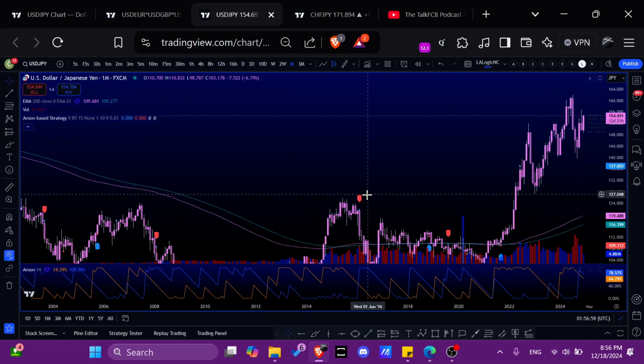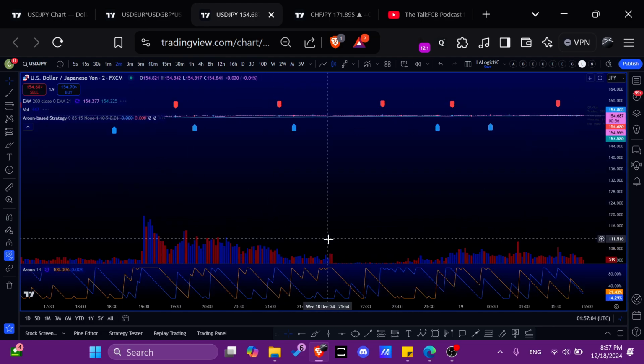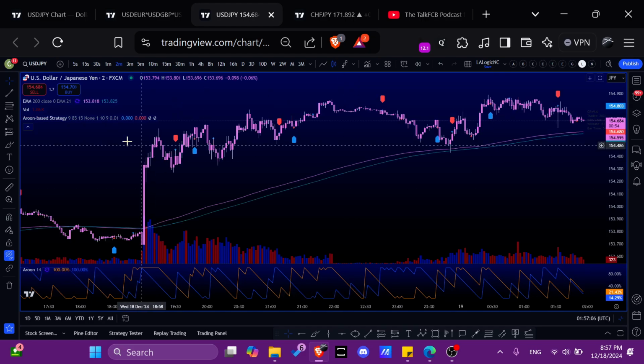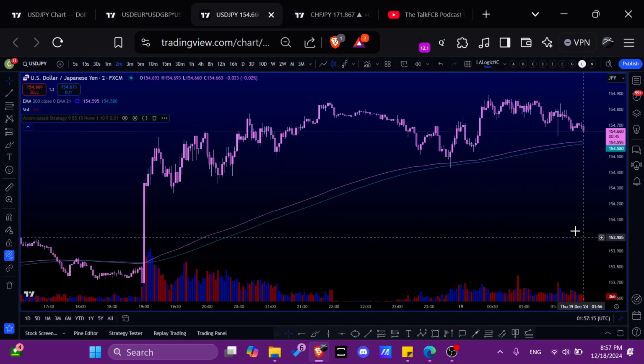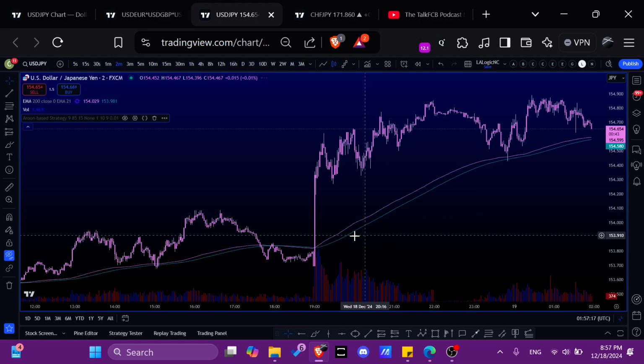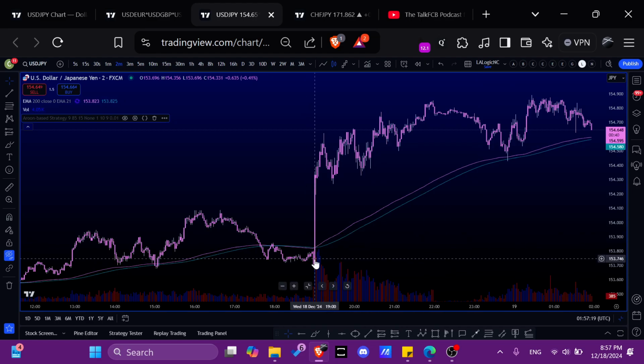USD JPY. Let's see what happened to USD JPY. Two minutes. There's a lot of stuff happening here. Let's delete that. And this. Let's delete this. Okay, so what's today? Wednesday?